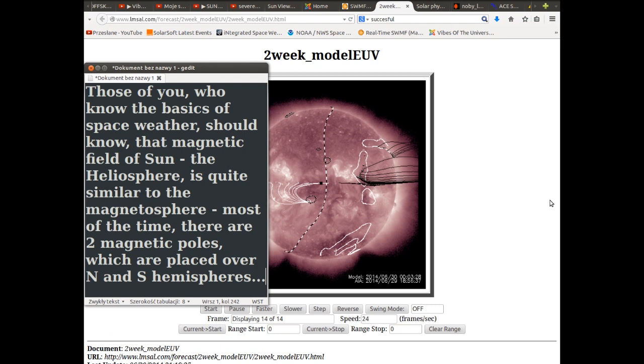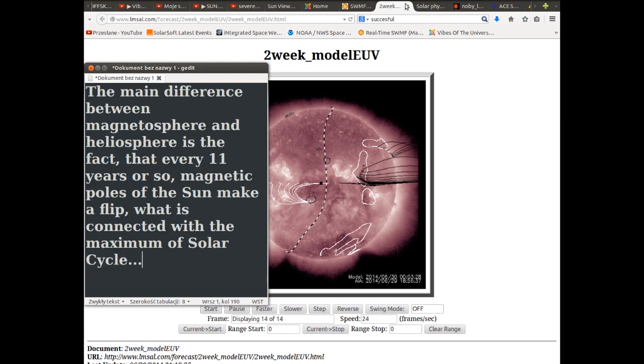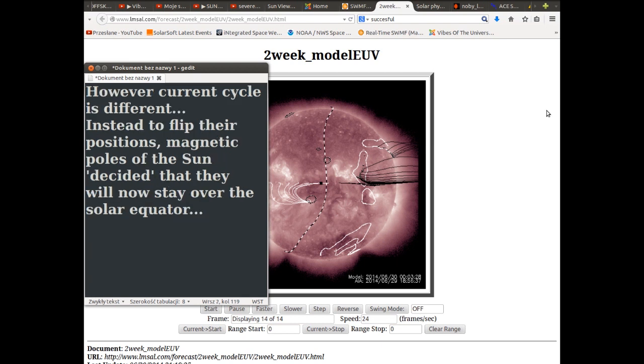Those of you who know the basics of space weather should know that the magnetic field of the Sun, the heliosphere, is quite similar to the magnetosphere. Most of the time there are two magnetic poles placed over the northern and southern hemispheres. The main difference is that every 11 years or so the magnetic poles on the Sun flip, which is connected with the maximum of the solar cycle. However, the current cycle is different. Instead of flipping their positions, the magnetic poles of the Sun decided that they will now stay over the solar equator.